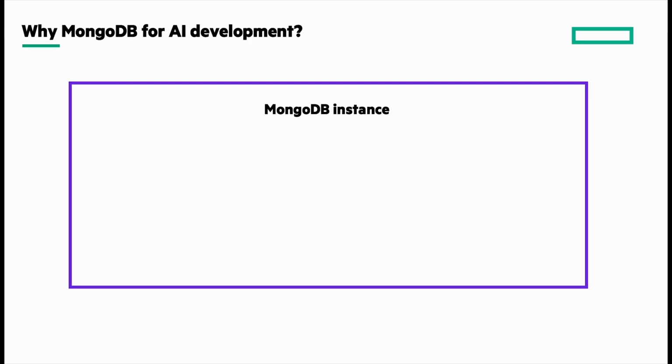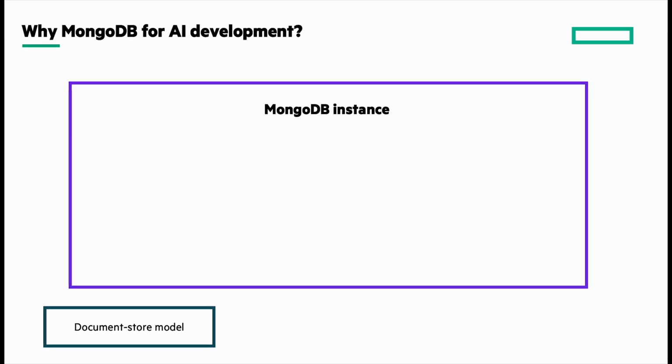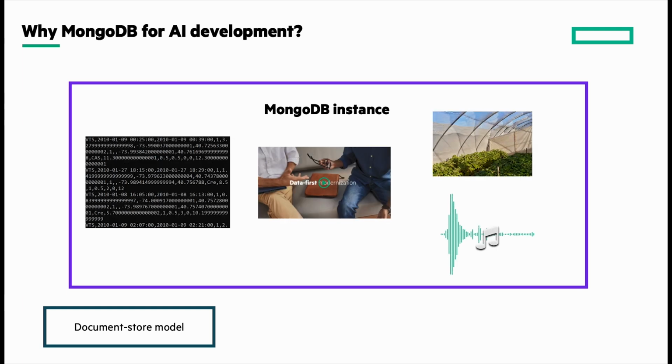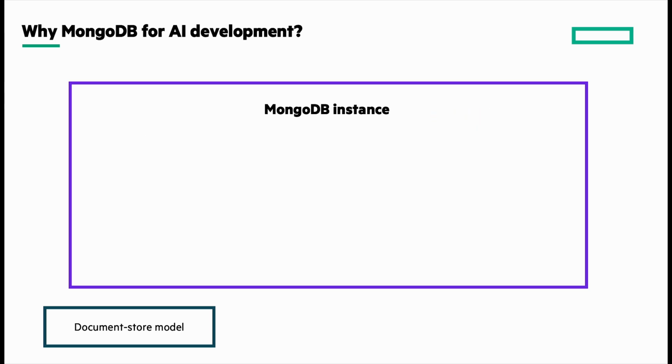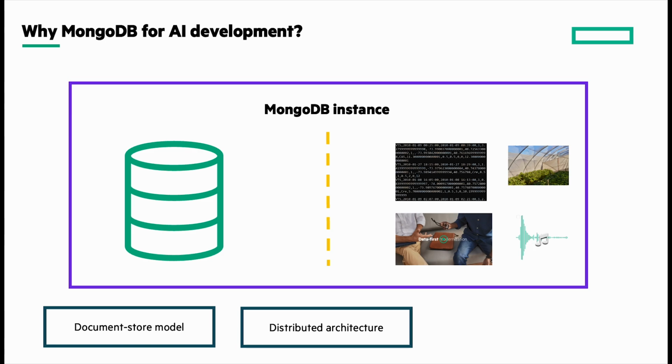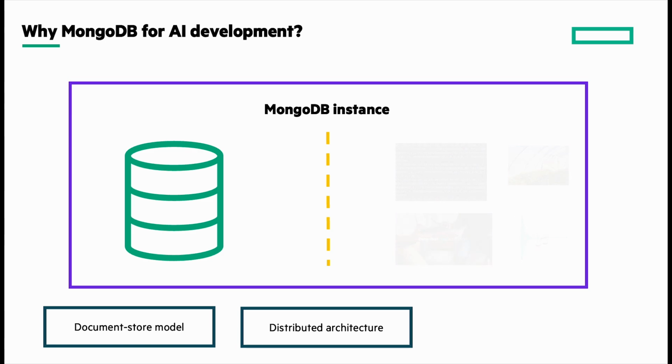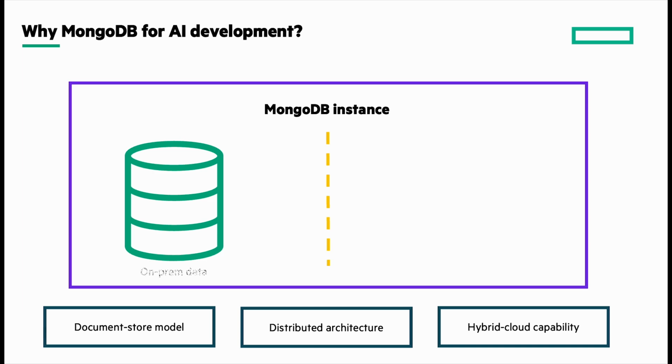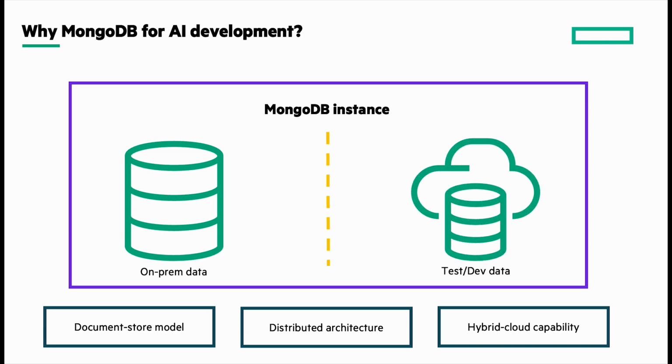MongoDB's flexible document store data model allows many diverse types of data to be stored together. Whether it is CSV files, videos, JPEGs, or music files, MongoDB has the capability to store and catalog them all to simplify the dataset collection for AI training. Its distributed architecture allows AI datasets to be housed separately from more traditional data, but still be managed in one database instance. Its hybrid cloud capability can have test data deployed in the cloud, while more sensitive data remains on-premises, to match customer requirements while still maintaining ease of management.